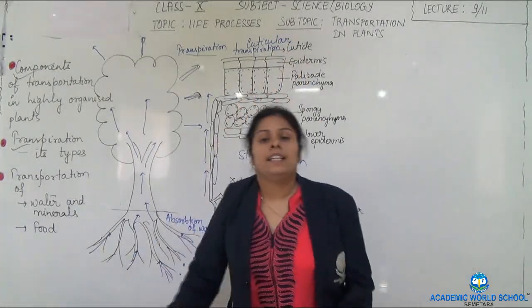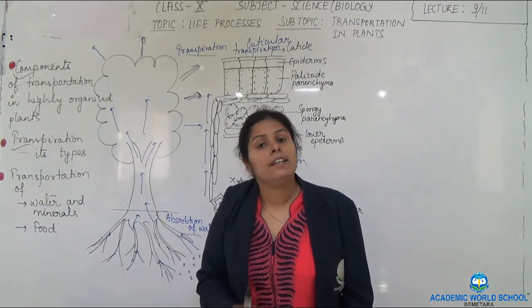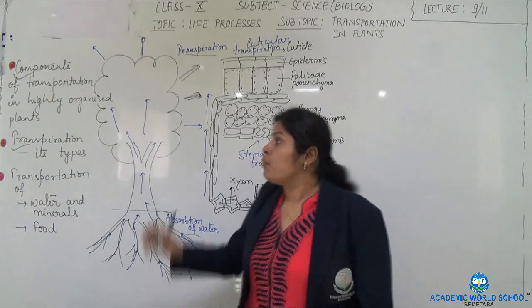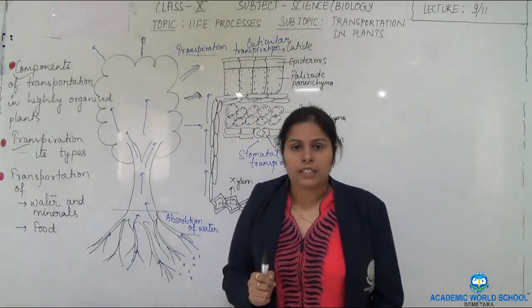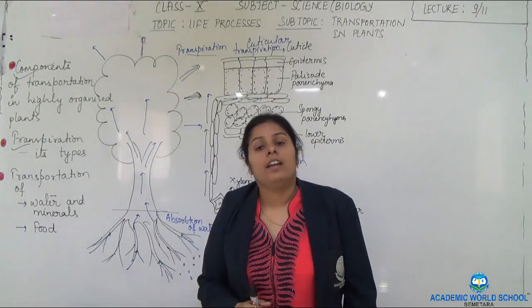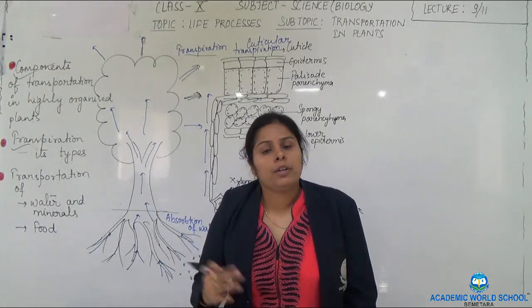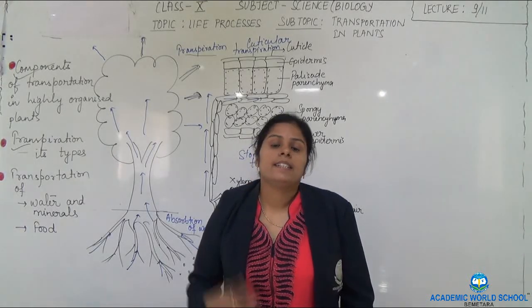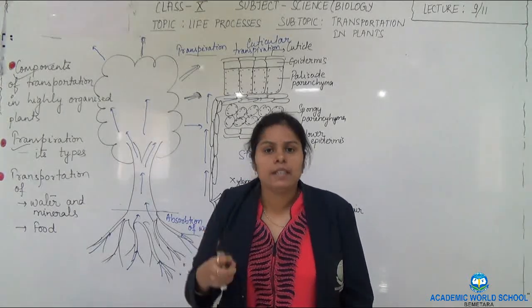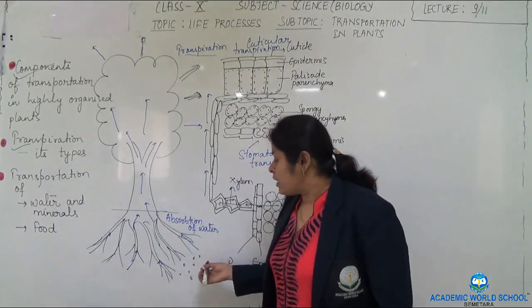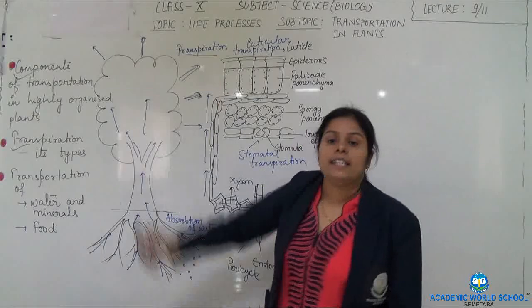Transpiration is a process in which water is lost in the form of water vapor from the aerial parts of the plant. Now, what is the importance of transpiration? What happens due to this transpiration? First of all, it gives a cooling effect. Evaporation of water gives a cooling effect. And second, it creates a transpiration pull. A suction pull is created due to which water travels such a long height of the trees.